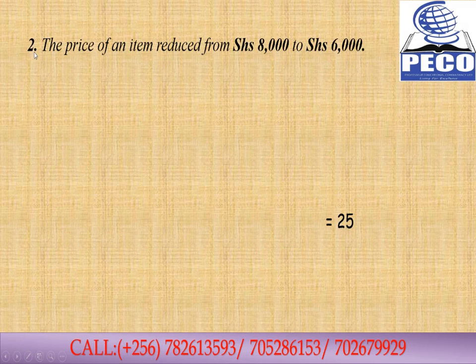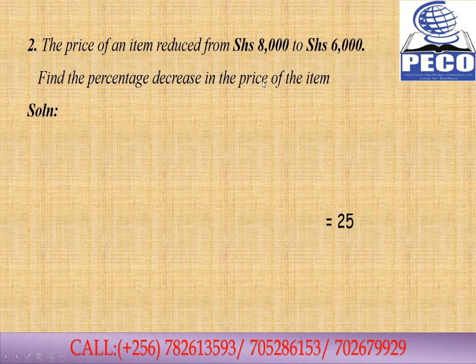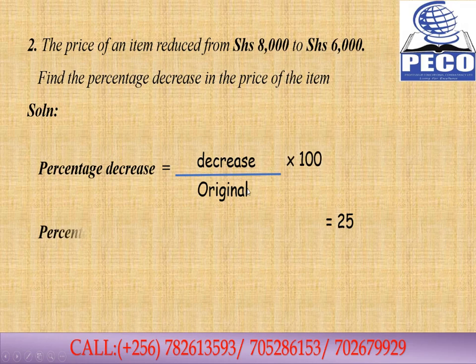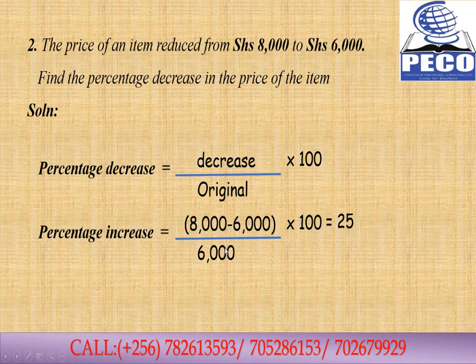Now, the next question: the price of an item reduced from 8,000 to 6,000. And the question is, find the percentage decrease in the price of the item. So, we shall say percentage decrease would be the decrease out of the original value times 100. So what is the decrease? It has decreased from 8,000 to 6,000. So the decrease, we shall take the difference.